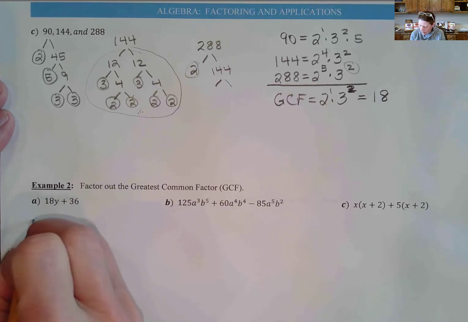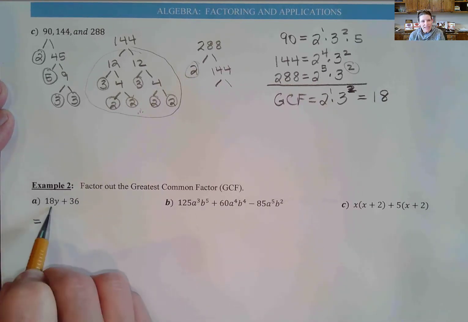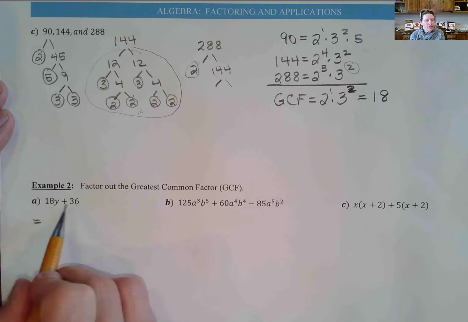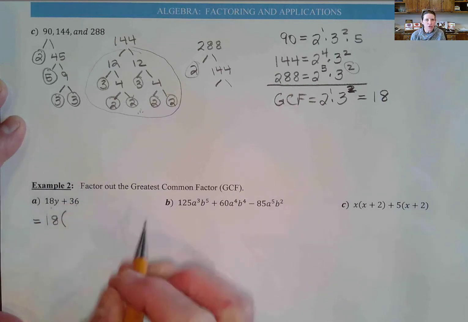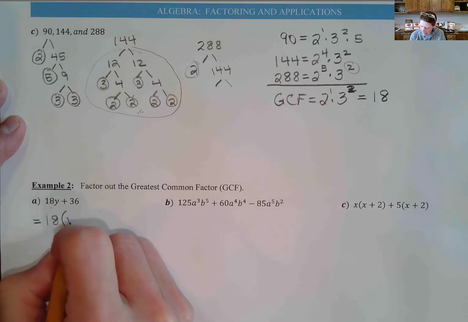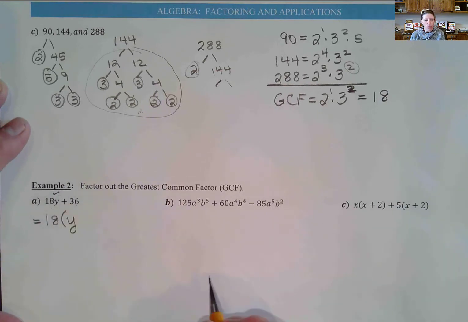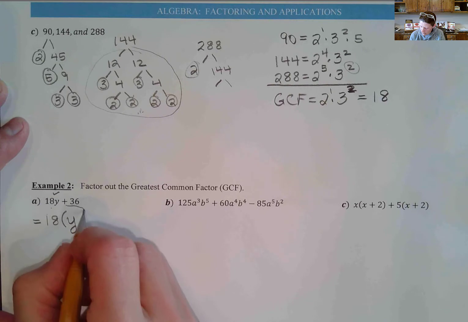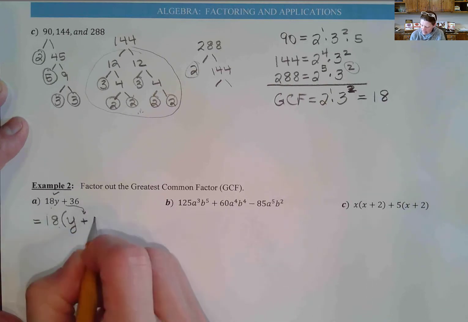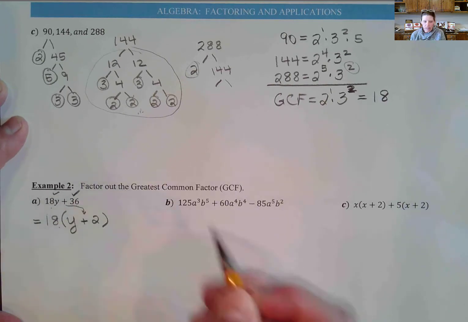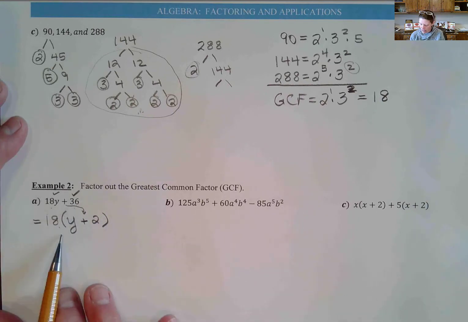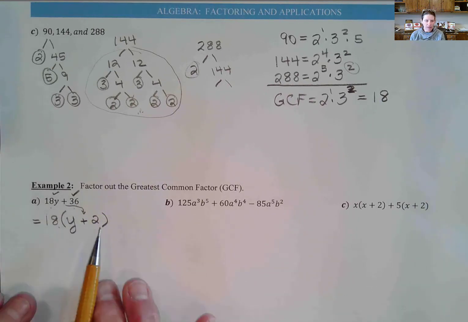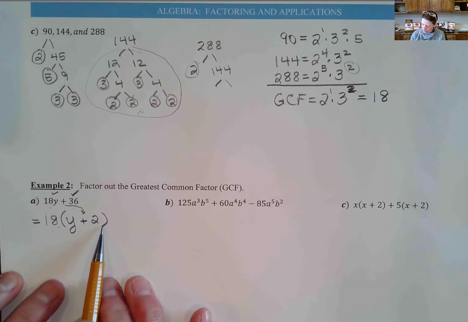As we look at part A, the numbers 18 and 36 have greatest common factor 18. So we're going to factor that out of each term. 18 times y gives 18y plus 18 times 2 gives 36. So we've rewritten this sum as a product, 18 times the expression y plus 2.